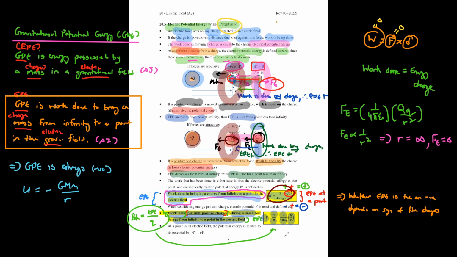So giving you 1 over 4 pi epsilon naught Q over R. All right. So again, your electric potential can be positive or negative. It again will depend on the sign of your charge. Maybe I should write it here also. Whether EPE or potential is positive or negative depends on the sign of the charge.